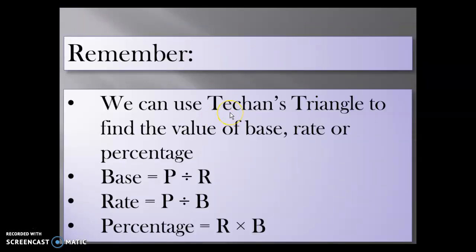Very easy, right? Now remember, we can use Tekan's triangle to find the value of the base, rate, or percentage. The following are the formulas. Base is equal to percentage divided by rate. To find the rate, simply divide percentage by the base. And to find the percentage, we just multiply the rate and the base.